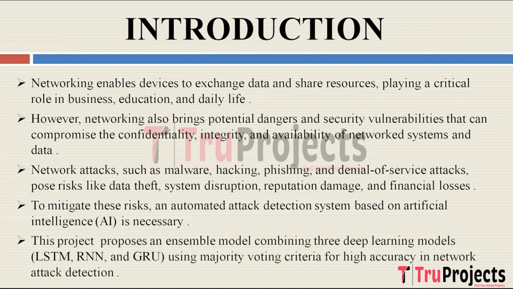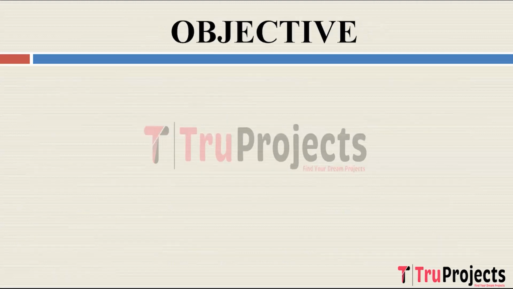The project introduces an ensemble model that combines three deep learning models: LSTM, long short-term memory, RNN, recurrent neural network, and GRU, gated recurrent unit, using majority voting criteria. This ensemble approach aims for high accuracy network attack detection, strengthening network security.